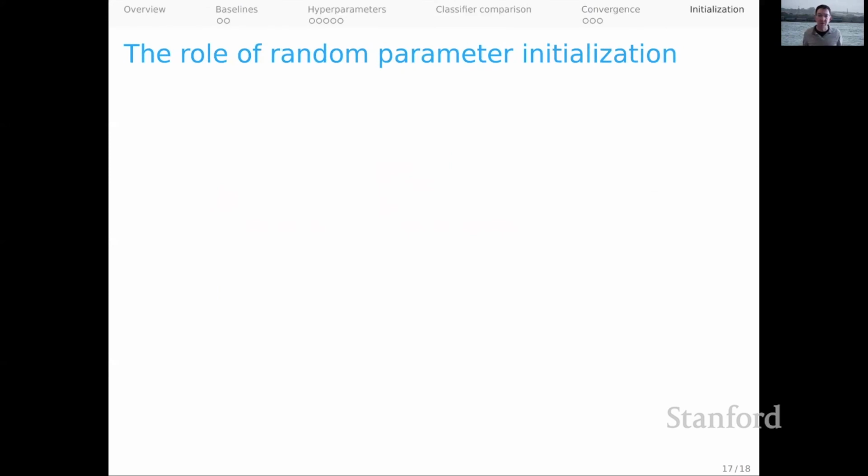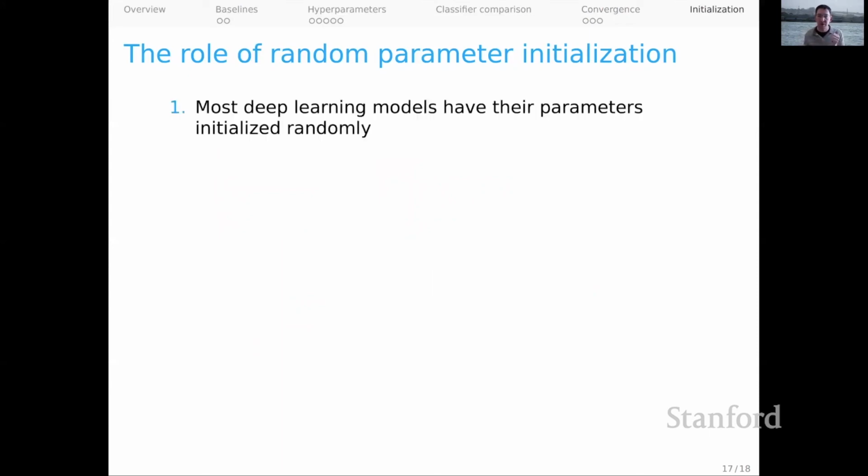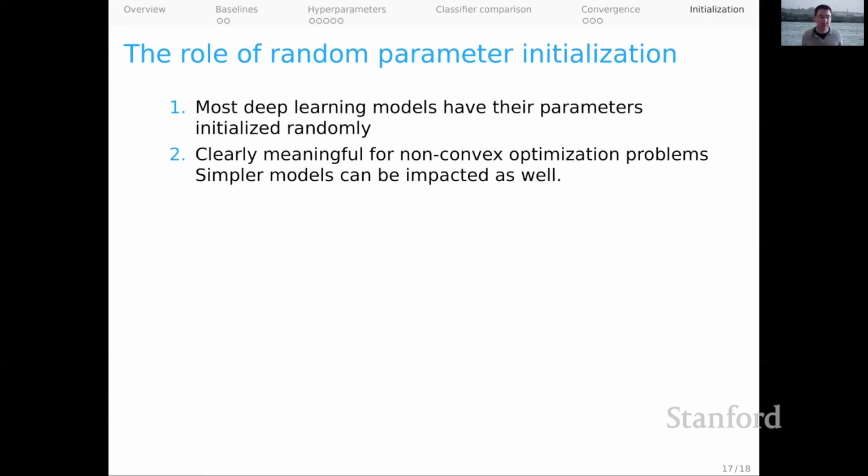The final topic is the role of random parameter initialization. This is kind of yet another hyperparameter that's in the background that's much more difficult to think about. Most deep learning models have their parameters initialized randomly, or many of those parameters are initialized randomly. This is clearly meaningful for these non-convex optimization problems that we're posing, but even simple models can also be impacted if you're dealing with very small data sets with very large feature spaces.